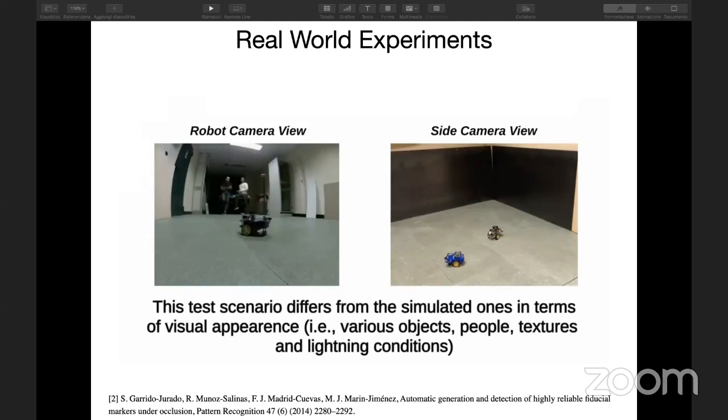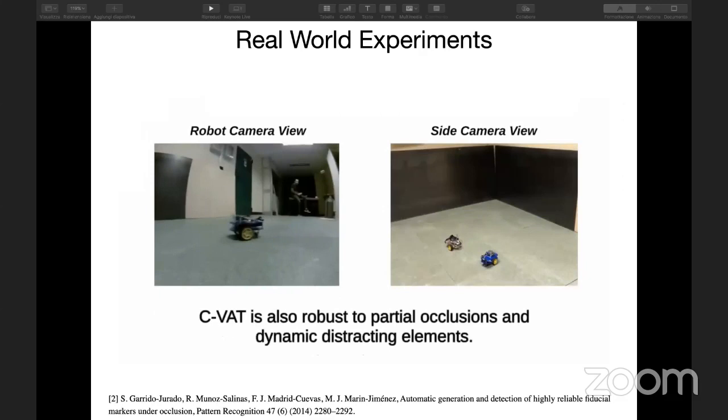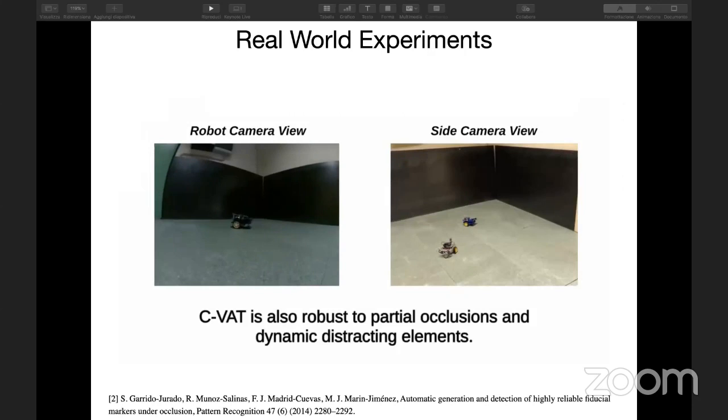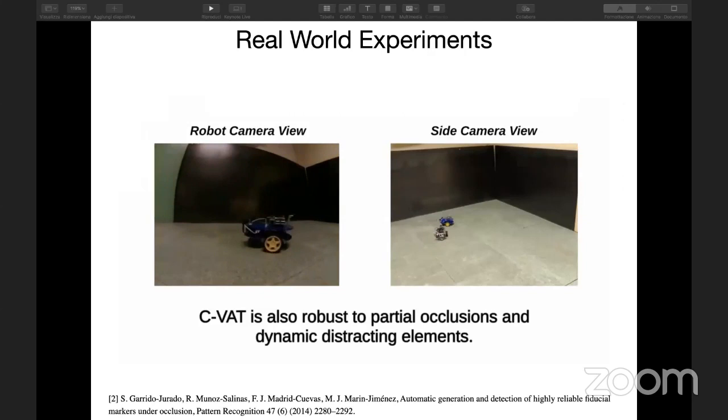So to conclude, our algorithm is able to be deployed in the real world and to properly track a specified target, also with some dynamic and distracting elements in the background.